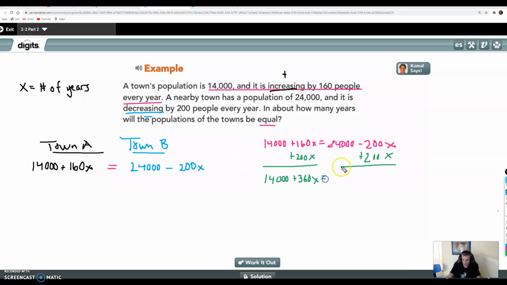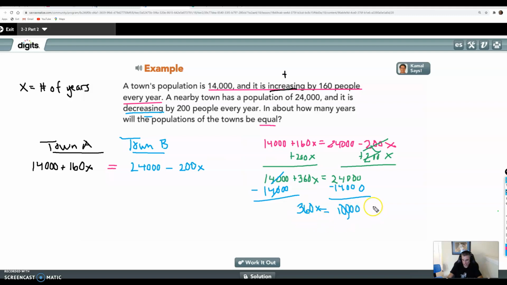And on the right-hand side, these are going to cancel, right? Minus 200x plus 200x, those cancel. So I just have 24,000. Don't let these big numbers scare you. This is just a 2-step equation. Step 1 is always get rid of the number with no variable, right? By adding or subtracting. So since I have 14,000, I'm going to subtract 14,000 to get rid of it. And I do that from both sides. That leaves me, these cancel, and I now have 360x is equal to 10,000.